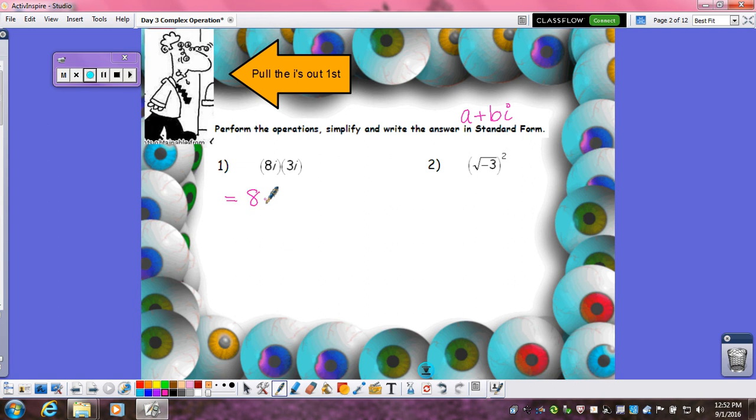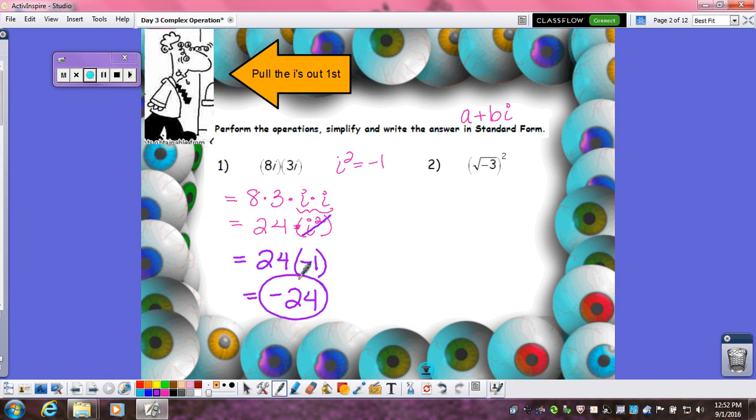So we're going to multiply 8 times 3, then i times i. 8 times 3 is 24. i times i is i squared. We know i squared is equivalent to -1. So we're going to replace i squared with -1. So we've got 24 times -1, which is -24.